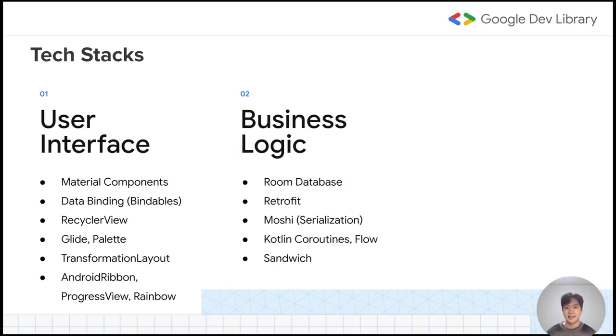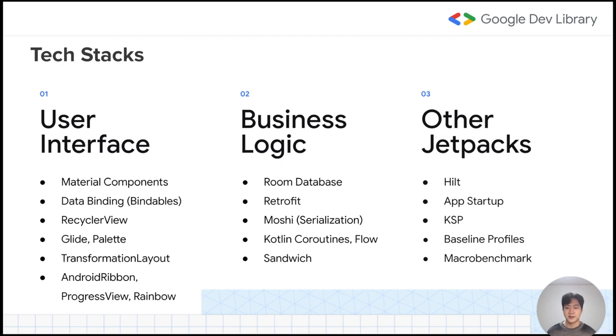The next one is business logic. Pokedex uses Jetpack's Room database to construct a local database, Retrofit to communicate with remote servers, Moshi to serialize JSON format responses from the network, Coroutines and Flow to execute heavy tasks asynchronously, and Sandwich for modeling Retrofit responses and handling exceptions.